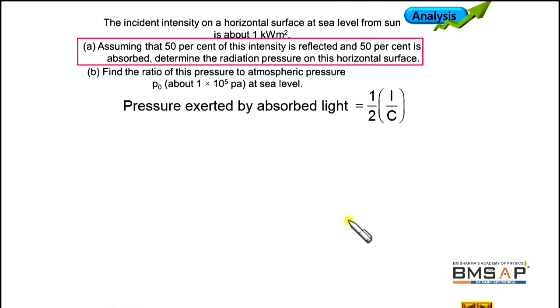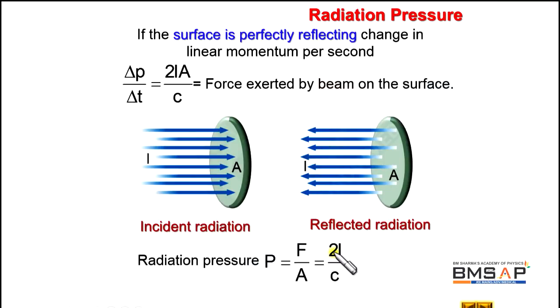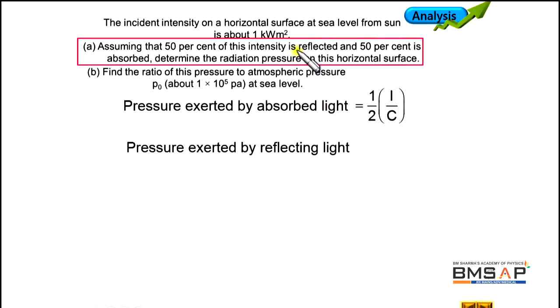Similarly, we can find the pressure exerted by the reflected light, right, and we have learned that this should be equal to 2I divided by C. It is the case when 100% of the radiation is reflected back. But in our case, it is only 50%. That means we need to take 50% of this quantity, and this is equal to 1 by 2 times 2I divided by C. Right.